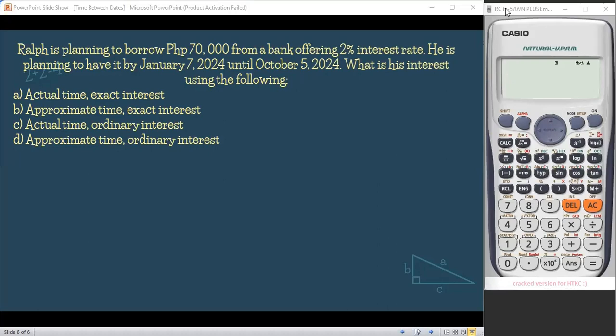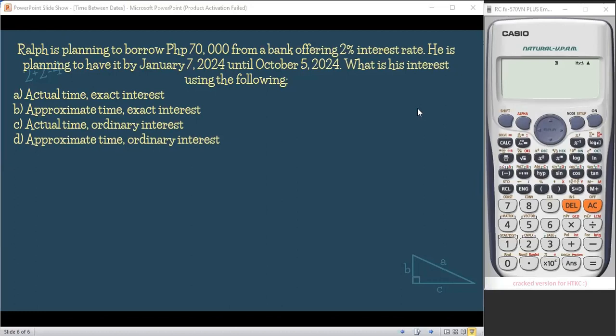Now, what if we have this problem? Ralph is planning to borrow 70,000 pesos from a bank offering 2% interest rate. He is planning to have it by January 7, 2024 until October 5, 2024. What is his interest using the following? A. Actual time exact interest. B. Approximate time exact interest. C. Actual time ordinary interest. And letter D. Approximate time ordinary interest.